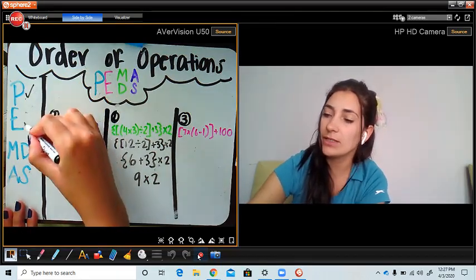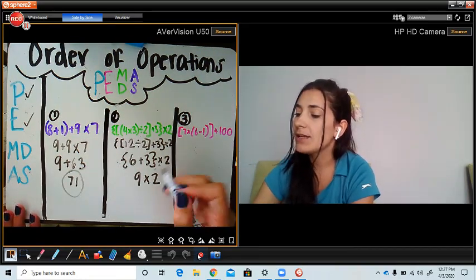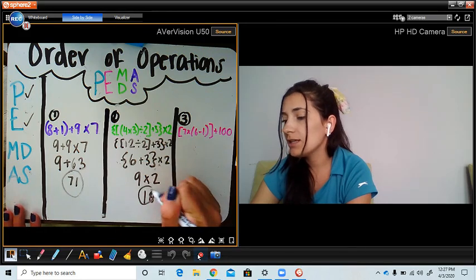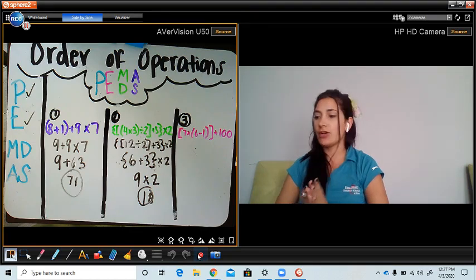So we did our parentheses. We did exponents because there were none. Multiplication or division. Multiplication is all we have left. 9 times 2, which is 18. So notice, we organize our work to look like that upside down triangle.